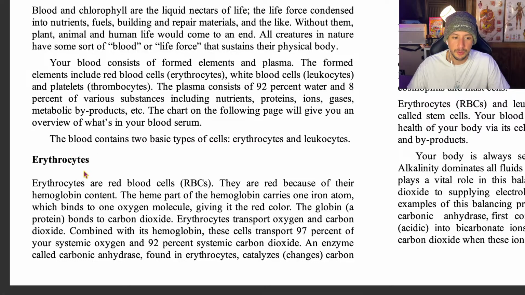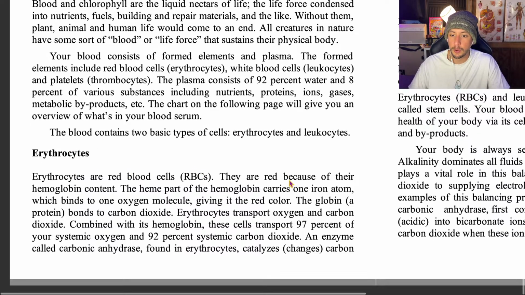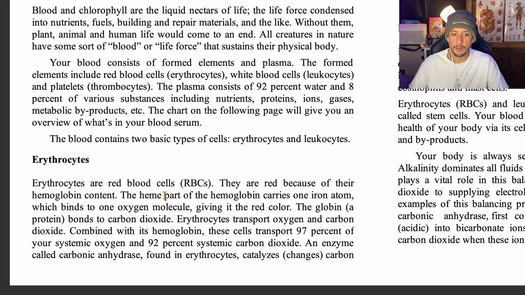Erythrocytes are red blood cells. They are red because of their hemoglobin content. The heme part of hemoglobin carries one iron atom, which binds to one oxygen molecule, giving it the red color, kind of like rust. The globin, a protein, bonds to carbon dioxide, and then these red blood cells transport oxygen and carbon dioxide. Combined with this hemoglobin, these cells transport 97% of your systemic oxygen and 92% of your systemic carbon dioxide. So that's a big deal.